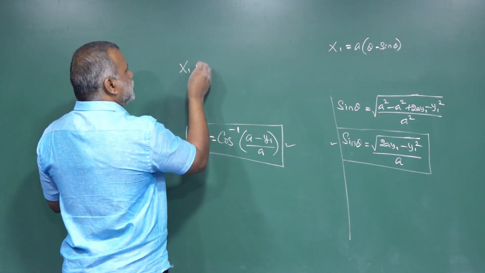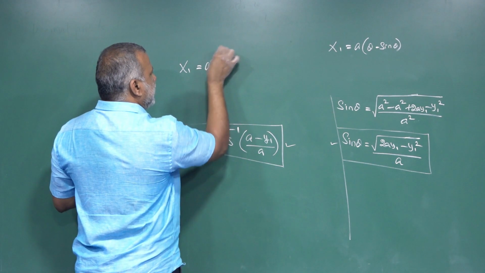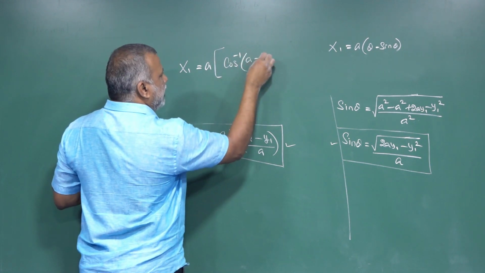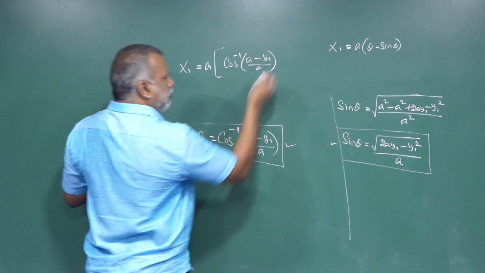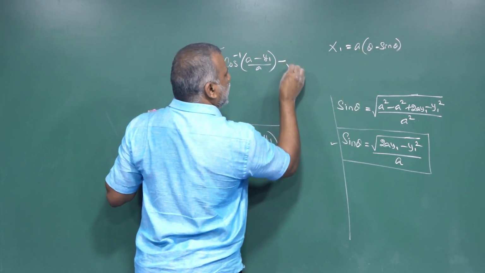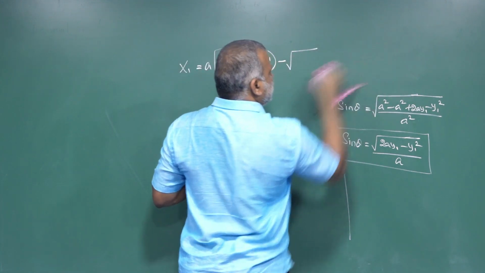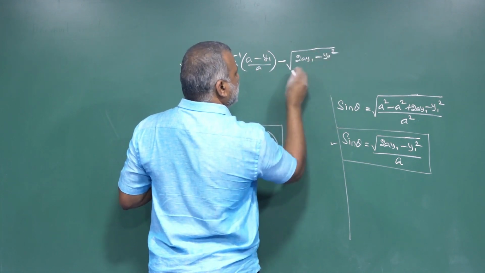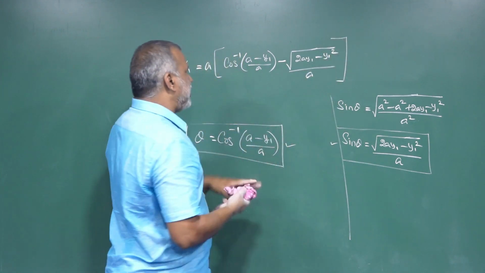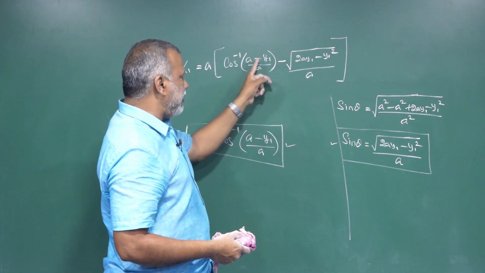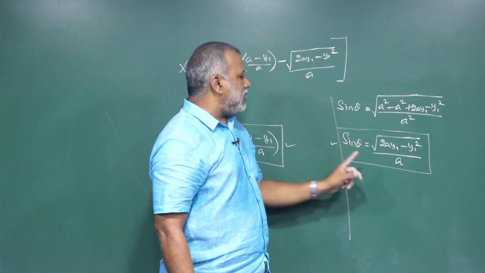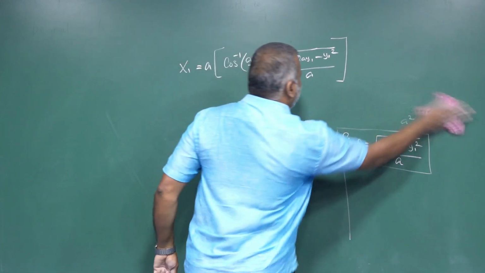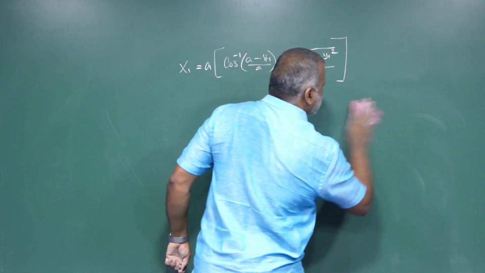See the equation. x1 is equal to a. Keep this a as it is. Then what is the value of theta here? Cos inverse of (a minus y1) divided by a, minus, what is the value of sin theta? Sin theta means the square root of 2a y1 minus y1 squared, divided by a. So theta is equal to cos inverse of (a minus y1) divided by a, and this is the value of sin theta. We need to simplify this.